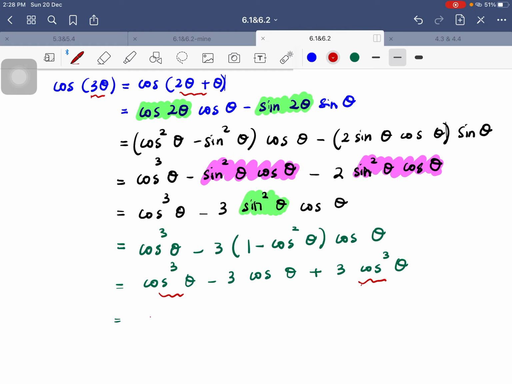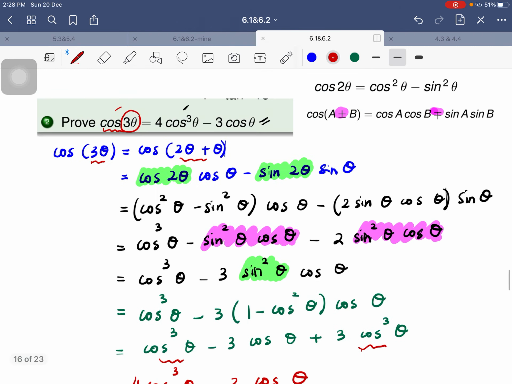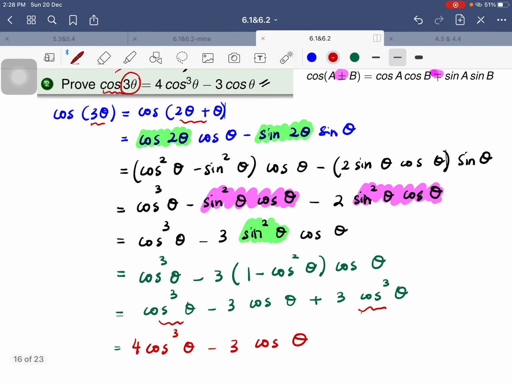Which terms are both in terms of cos cube theta? So I can actually put them together. And I can write that they are going to equal 1 plus 3, that's a 4, so 4 cos cube of theta minus 3 cos of theta. So when I look at what I have at the top over here, they are actually the same. So this is proven. So I have proved the fact that cos 3 theta is actually equivalent to 4 cos cube theta minus 3 cos of theta.